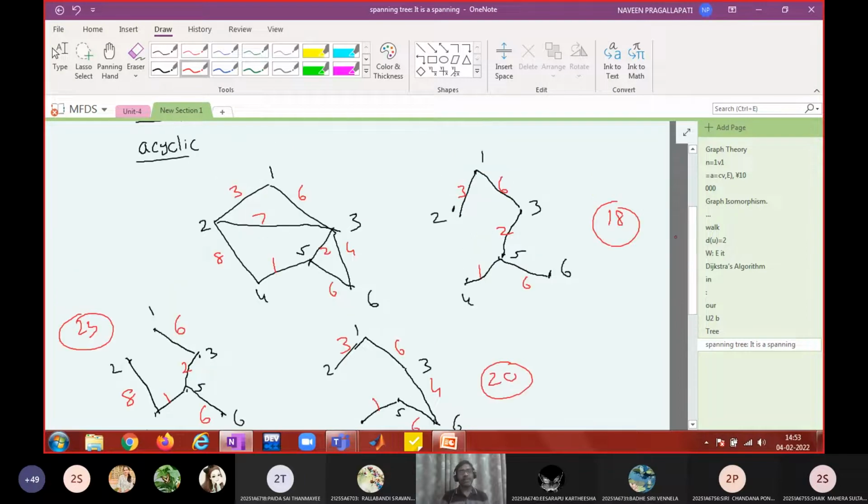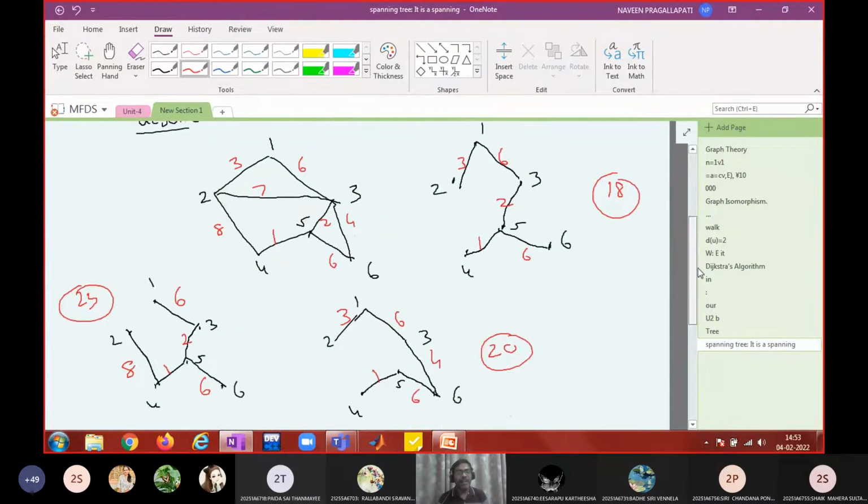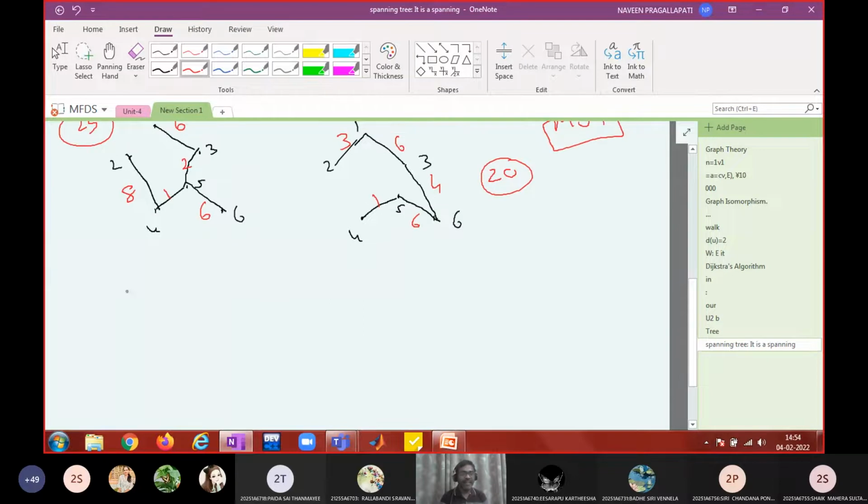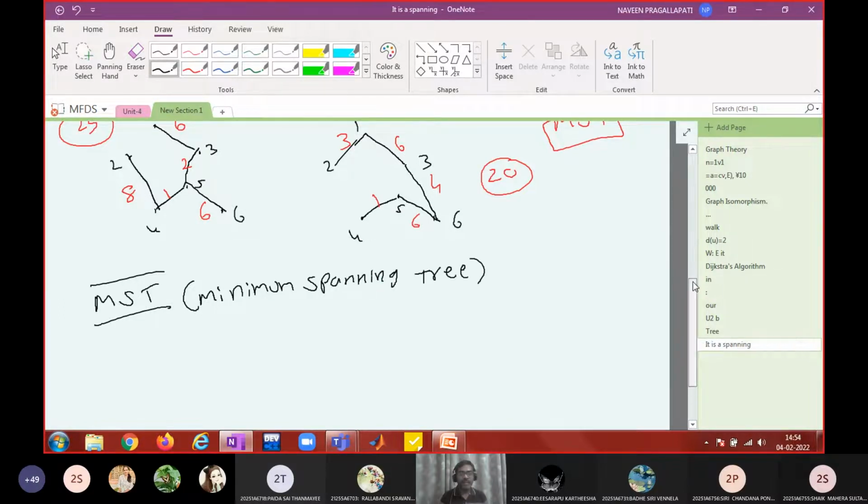Now the question is how to find out the minimal spanning tree. What do you mean by minimum spanning tree? The tree which is having minimum weight. Among all spanning trees, the tree which is having minimum weight is said to be the minimum spanning tree, or we call it MST. Do you understand?